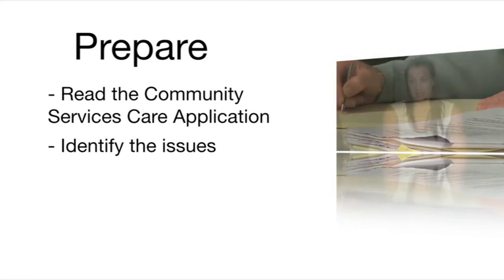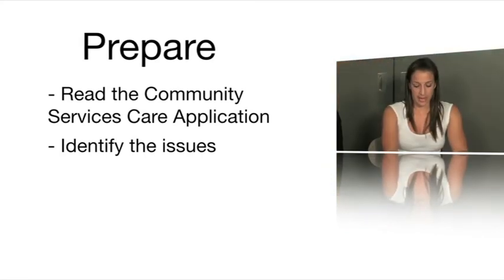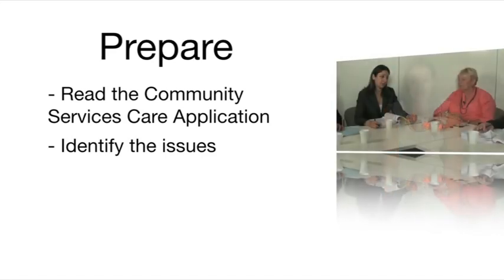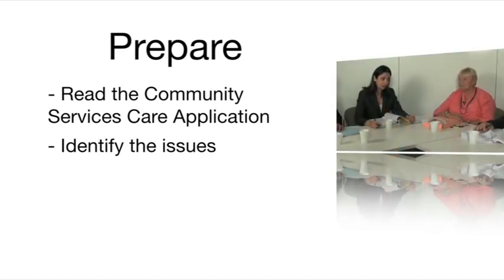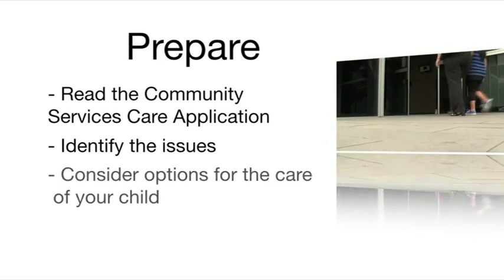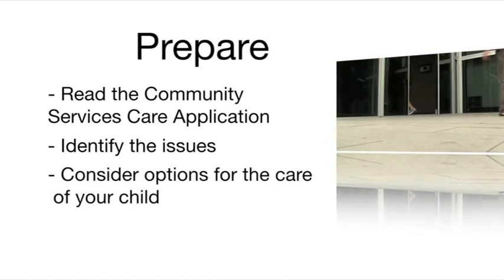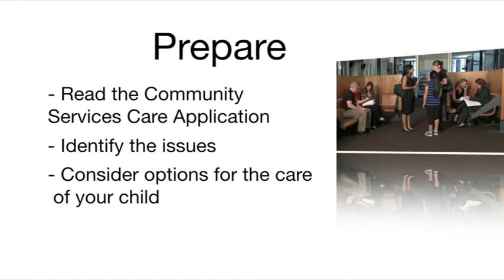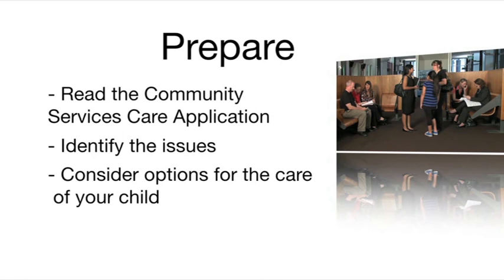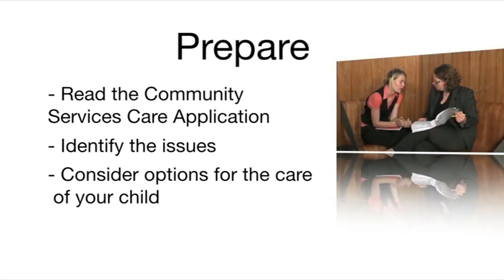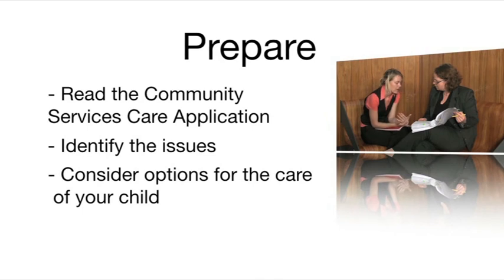These issues could be things like a parent continuing to take drugs or where your child will live. Try to also think about these issues from Community Services' point of view if you can. Next, think about different options for the care of your child. These could be options around where your child will live and who will have parental responsibility for your child. Think about which option you prefer and the impact that this will have on your child.